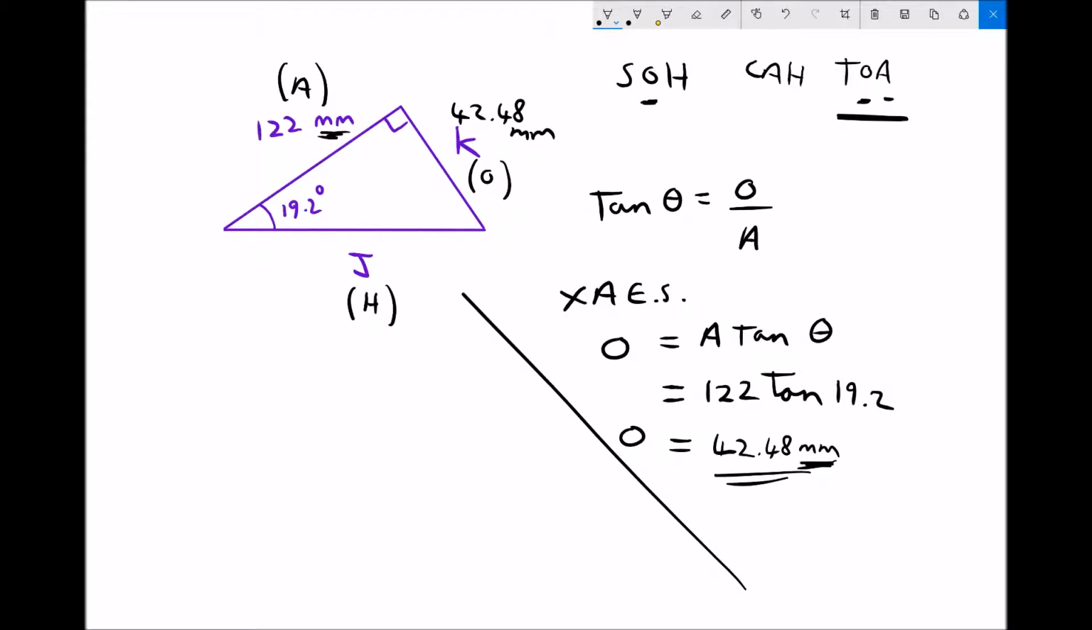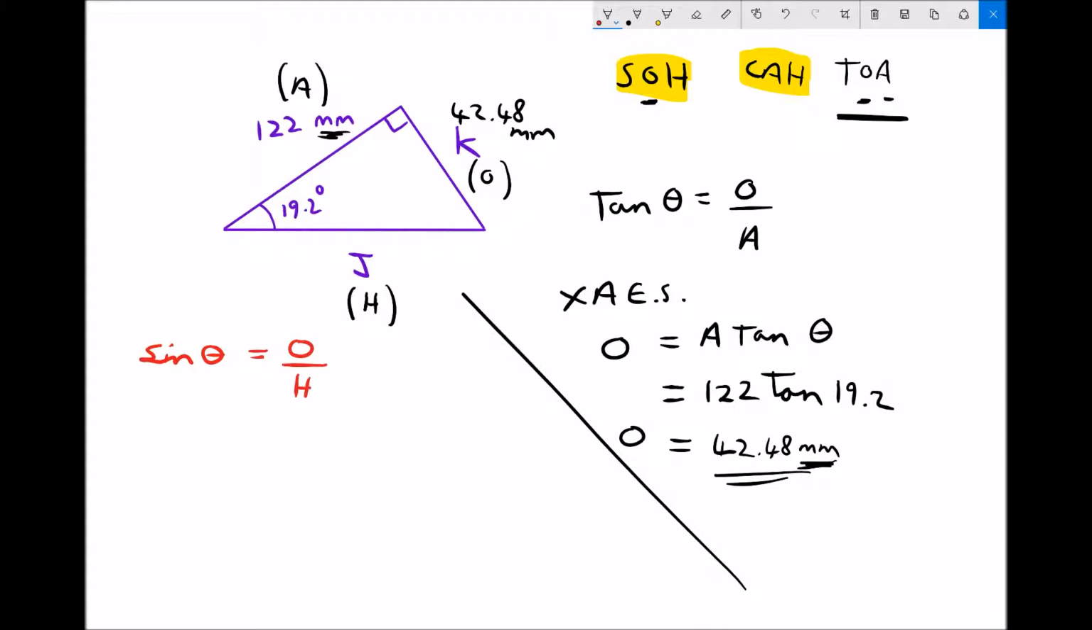So this time, I know the opposite and I know the adjacent, and I'm trying to find the hypotenuse. Well, if I'm trying to find the hypotenuse, I can either use this one here, because the hypotenuse appears in that equation, or I can use this one here. I know the opposite and I know the adjacent, so it makes no difference which one of those I use. But this time, I'm going to use sine theta equals opposite over hypotenuse.